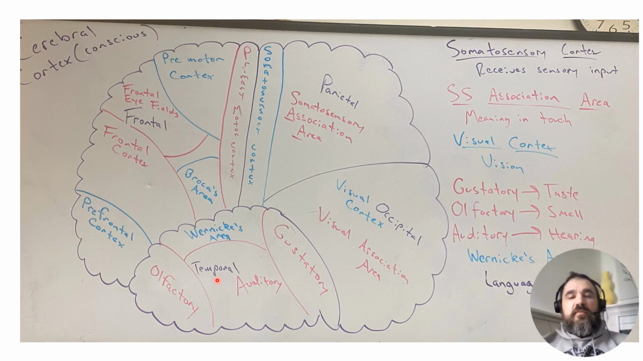Temporal lobe. So we have gustatory for taste, olfactory for smell, and auditory for hearing. They're all going to have their own association areas, even though I didn't draw them there. And then we're going to have Wernicke's area. So the last two areas I'm going to talk about are Broca's and Wernicke's, okay?